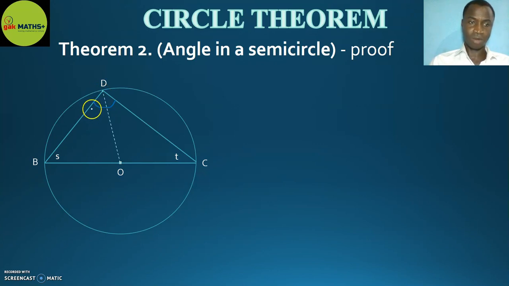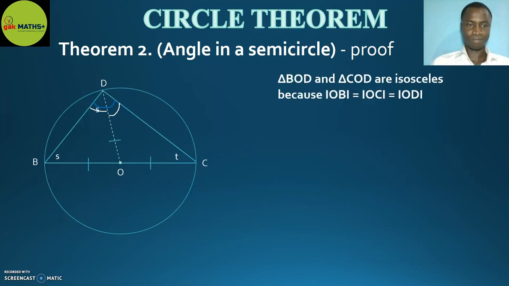So the angle formed at ODB will also be S. Similarly, triangle OCD is also an isosceles triangle because OD, which is the radius of the circle, is equal to OC, which is also the radius of the circle. So the angle formed at ODC will also be T. So we have our S and our T.